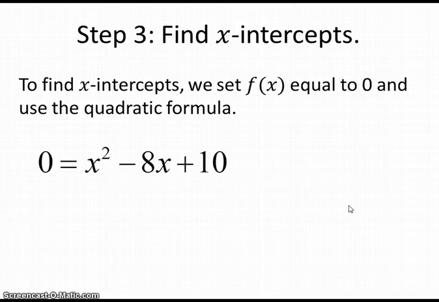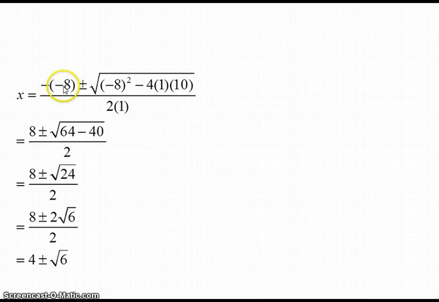So to find your x-intercepts, you're going to set f of x equal to 0, the same thing as setting y equal to 0. We know every point on the x-axis has a y-coordinate of 0. So we set f of x equal to 0. We have this situation. It looks like we cannot factor the right side. There are no two numbers whose product is 10 and whose sum is negative 8. So we're going to have to use the quadratic formula to solve this. Our b is negative 8, our a is 1, and our c is 10. So our solution looks like this.